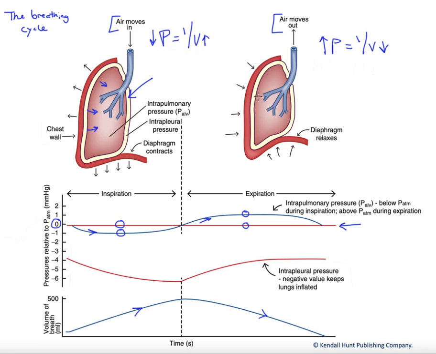If that pressure ever becomes positive, we're going to tend to detach that lung from the wall, causing what's known as atelectasis, or collapsed lung.